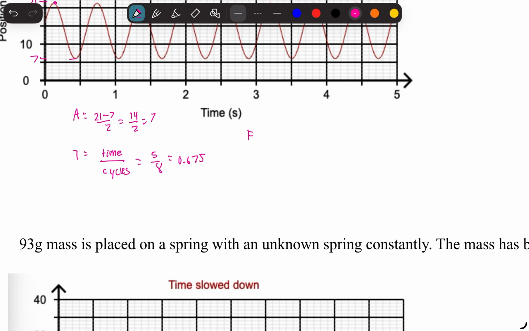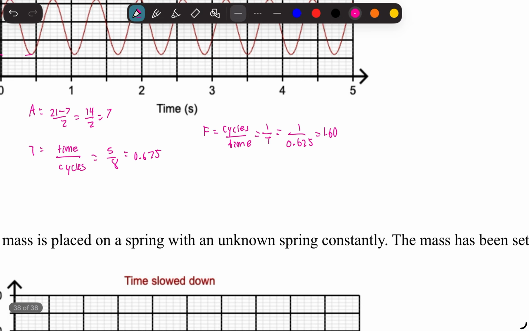Now you can find your frequency. Your frequency is defined as the reciprocal of your period, which is cycles divided by time. You can just say 1 over T. So that's going to be 1 over 0.625, which is going to be 1.60.